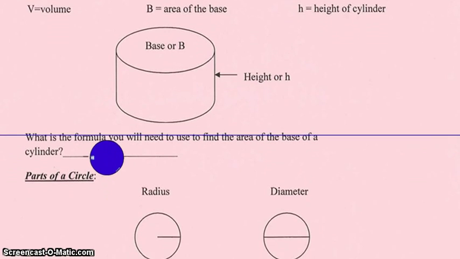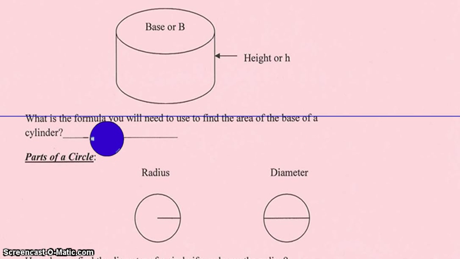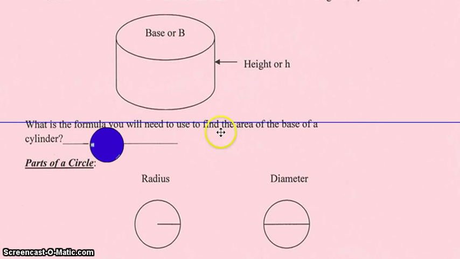What is the formula you will need to use to find the area of the base of a cylinder? Well, a cylinder has a base that is shaped like a circle. That means we're going to use the formula for the area of a circle to find the area of the base. That formula is pi r squared.